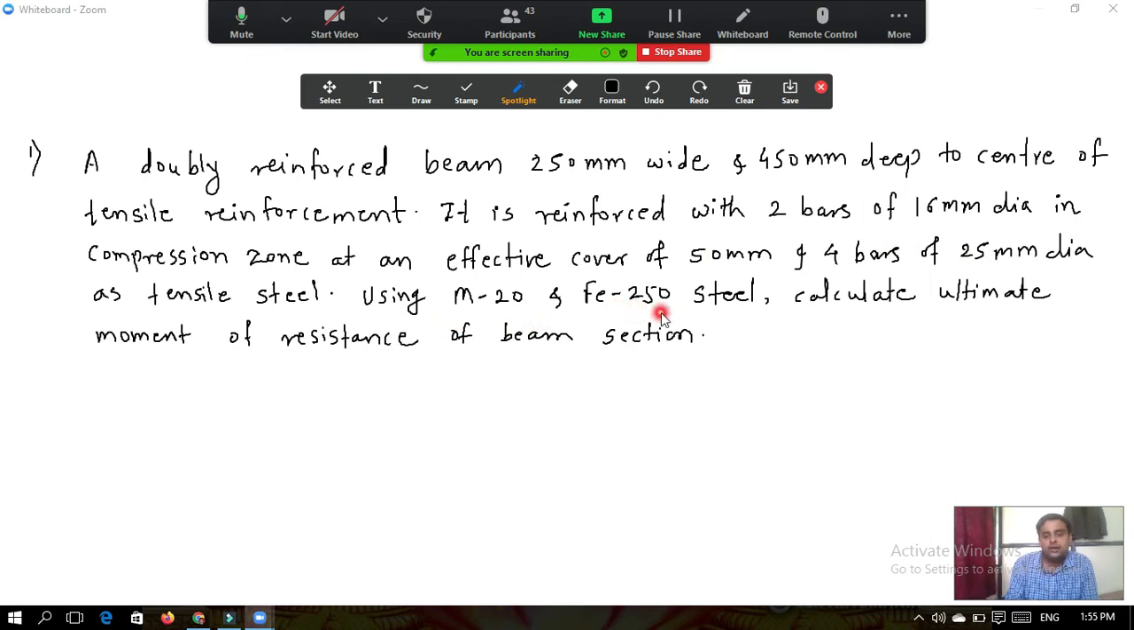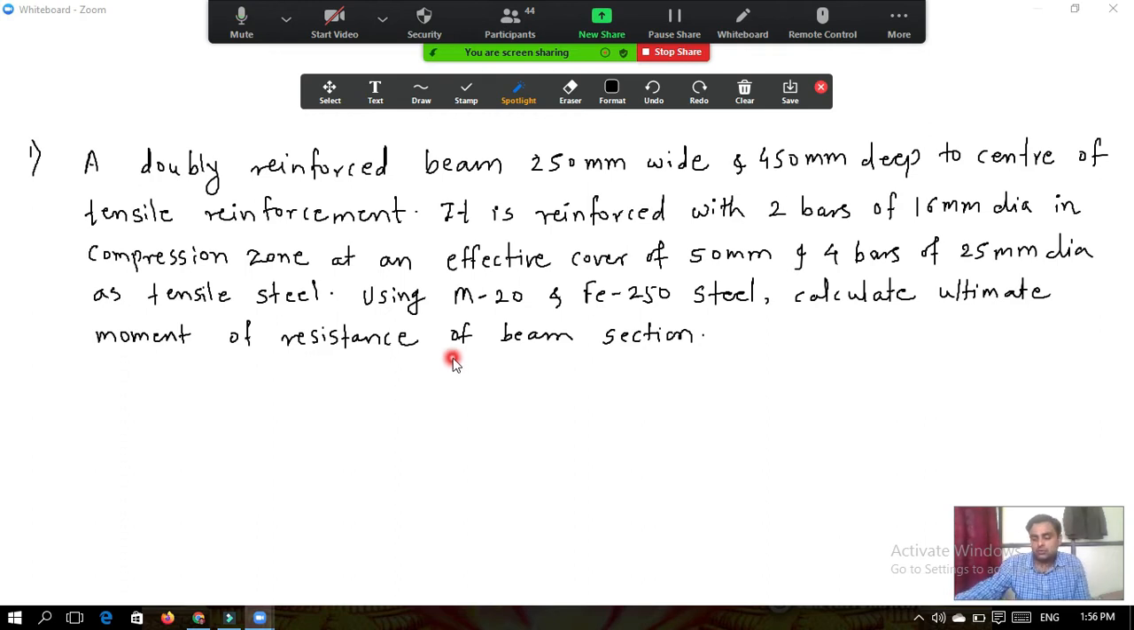Using M20 and Fe250 steel, so fck is given, fy is given. Calculate the ultimate moment of resistance of the beam. So now we need to calculate the ultimate moment of resistance of the beam. For that we want to calculate Mu. Ultimate moment of resistance is nothing but Mu; that is what we want to calculate.